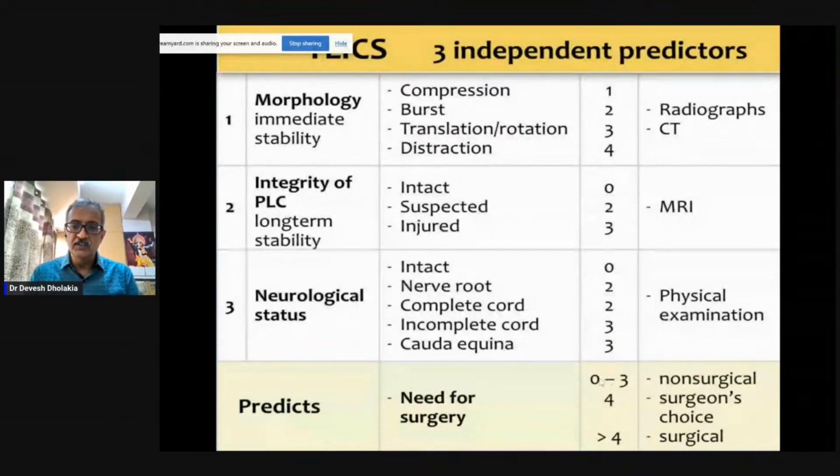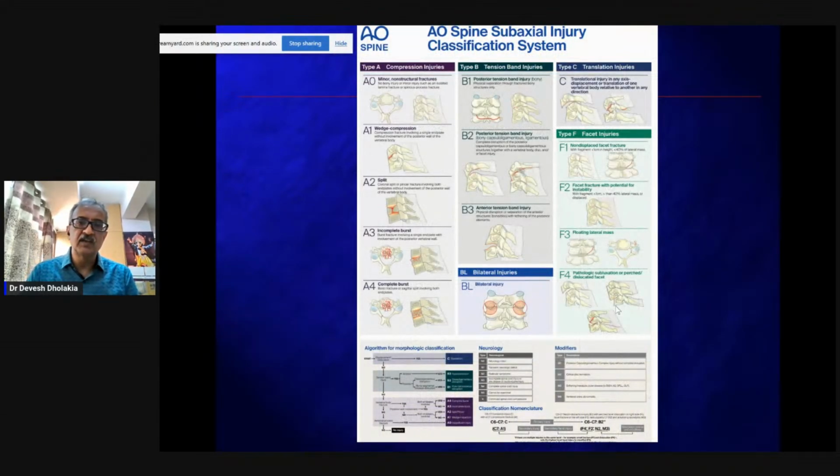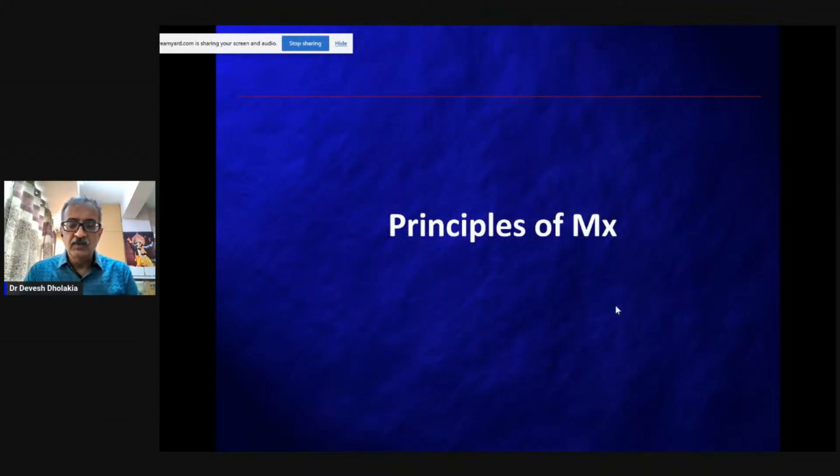If it's 0 to 3, this can be treated by non-surgical method. More than 4 will require a surgical intervention. 4 is left to the surgeon's discretion. He may or may not require surgery. So this was a simpler classification, and it is much more easily followed as compared to the AO classification. There was a similar classification for the cervical spine also. There's an AO classification. So once you have classified them and you know how to treat them, whether it's conservative or operative.